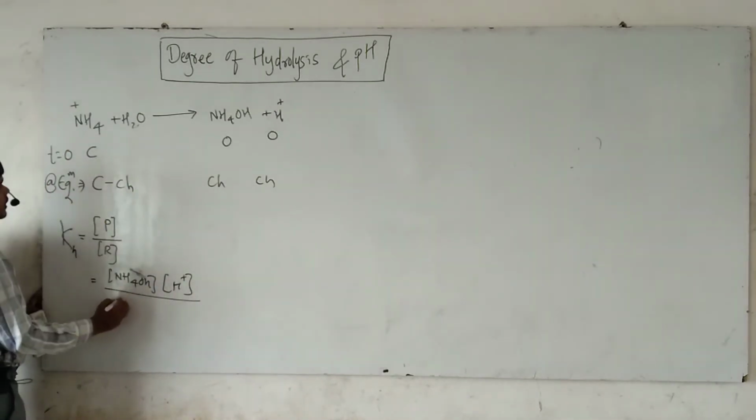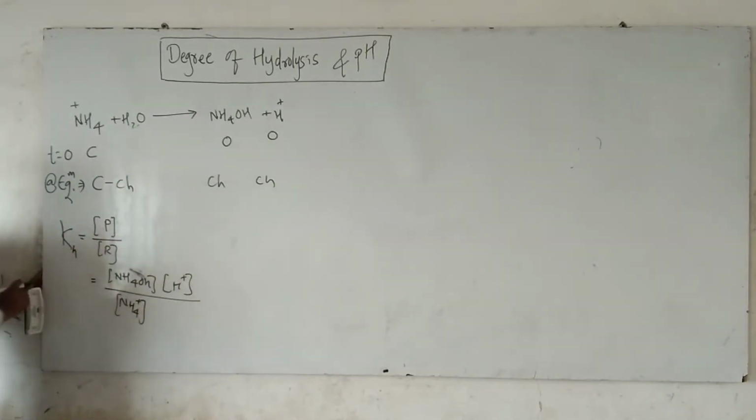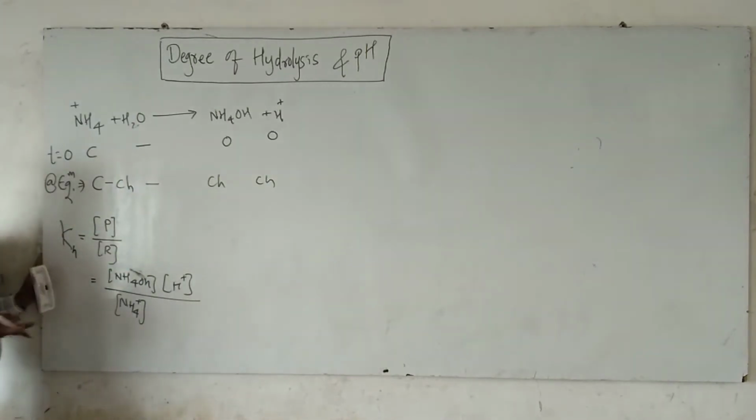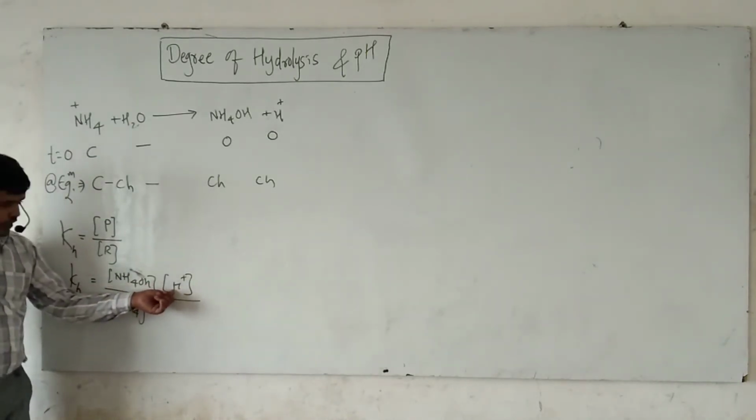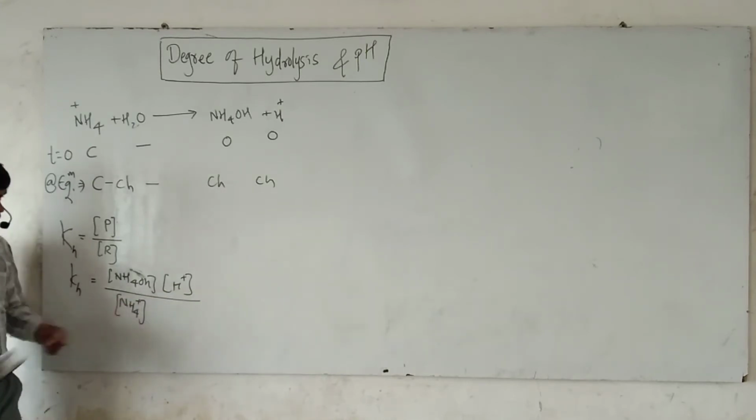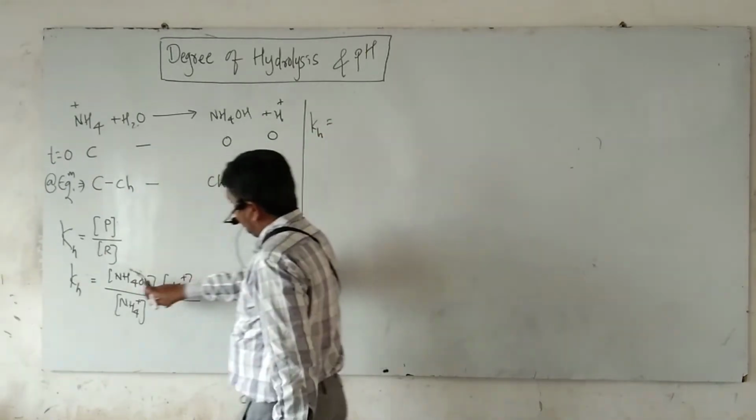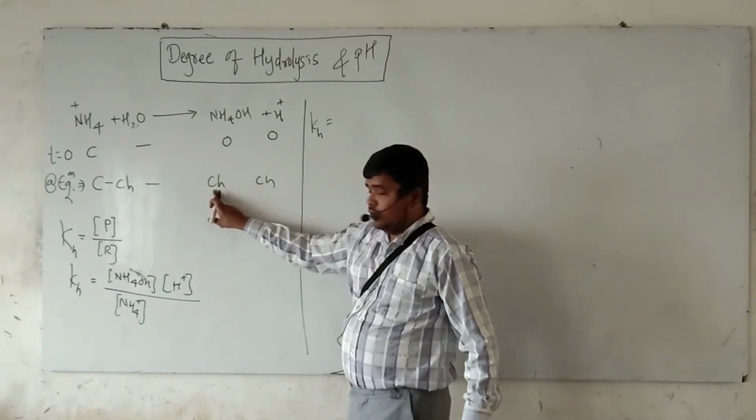In the reactant, the first reactant is NH4 plus. What about H2O? In a hydrolysis reaction, we are taking H2O in such a large amount that it can be taken as constant. So it will be constant. So KH is equal to the concentration of NH4OH into the concentration of H plus upon the concentration of NH4 plus. Now, what is the concentration of NH4OH? The concentration of NH4OH is CH.